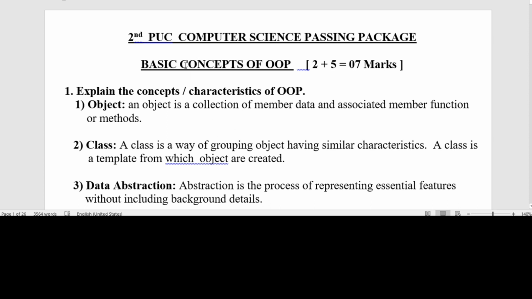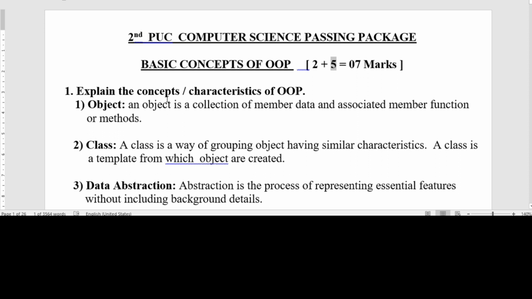So the first chapter is Basic Concepts of OOP, which carries 7 marks. You will have one 2 marks question and one 5 marks question. So totally 7 marks you can score when you go through this chapter completely. So let us see the possible questions and the answers that you need to write for this chapter.